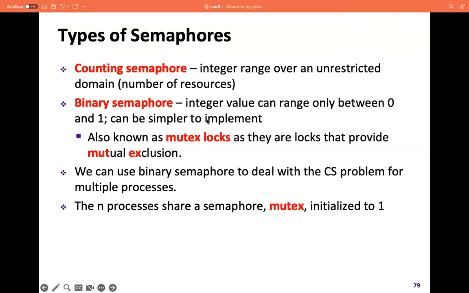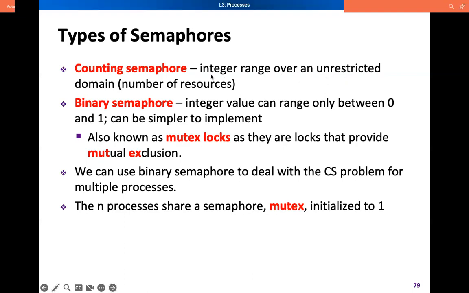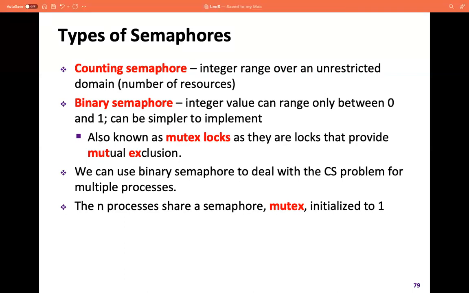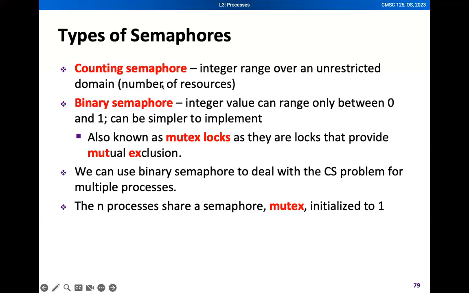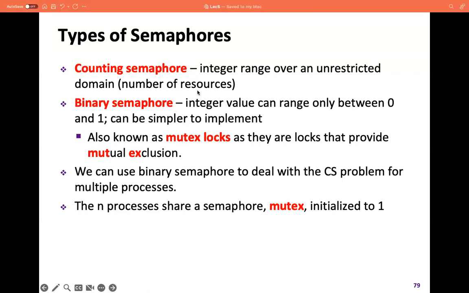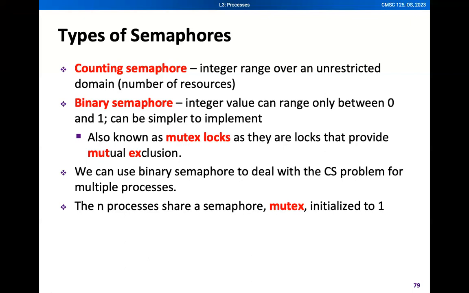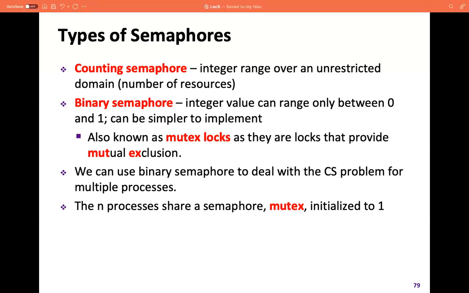It is easier to implement compared to the counting semaphore, wherein the counting semaphore is an integer ranging over an unrestricted domain. Simply said, it is the number of resources. If we have the binary semaphore, that means that in the previous example we only have one resource available, so the value of the semaphore can only be either 0 or 1. Is it available or not available? But the counting semaphore is equal to the number of resources. So if we have 5 telephone booths, then the semaphore S will be equal to 5.